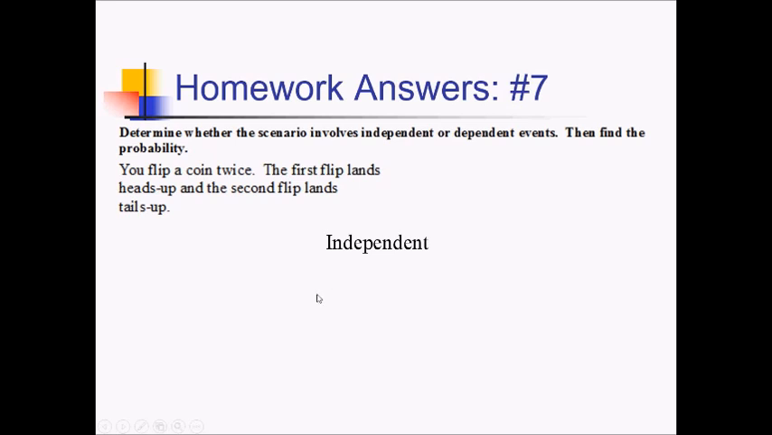So now we're looking for the probability of heads followed by tails. So the probability of getting heads on a coin is just 1 out of 2. And then same thing for tails. So we'll multiply by another 1/2 to give us 1/4.